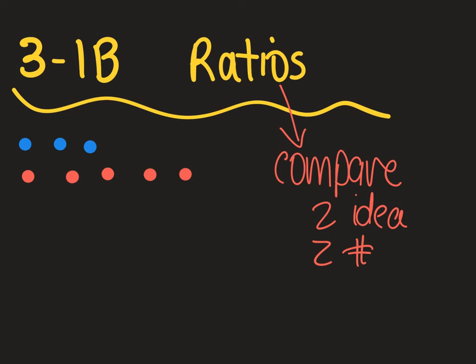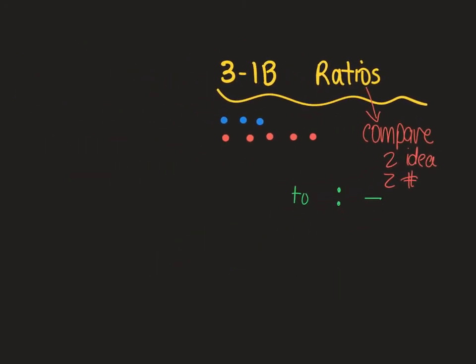And there are three ways we can write the ratios. We can write them with a TO in the middle, we can write them with a colon in the middle, or we can write them as a fraction. So let's look at what I've drawn right here. I have 3 blues and I have 5 reds. I could either compare blue to red or red to blue. So it depends on what the question is from the textbook company.